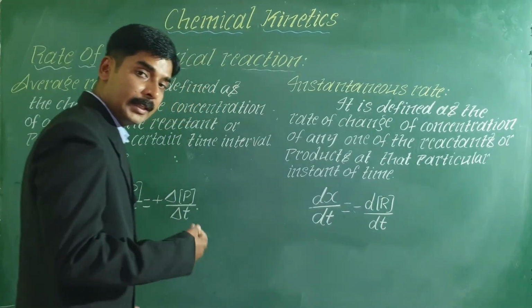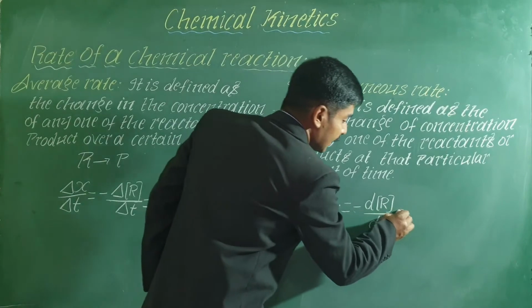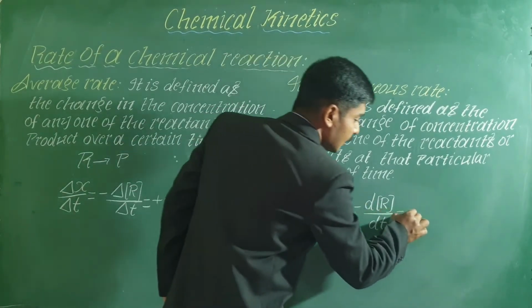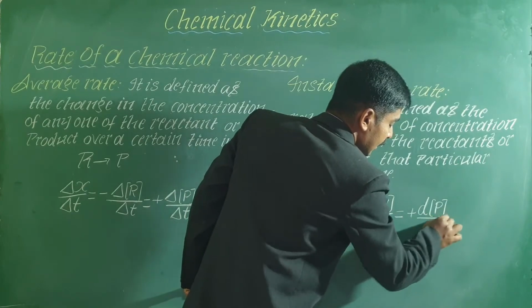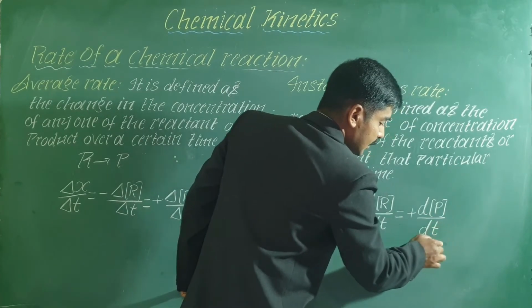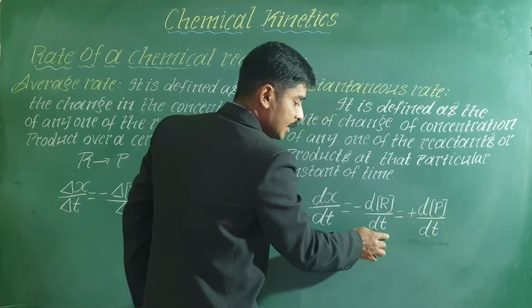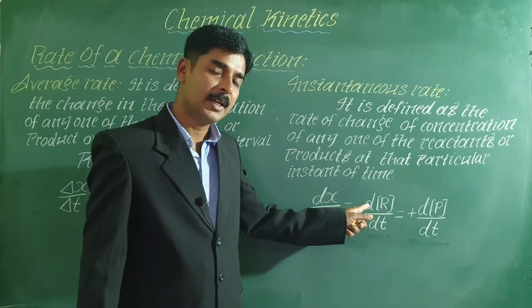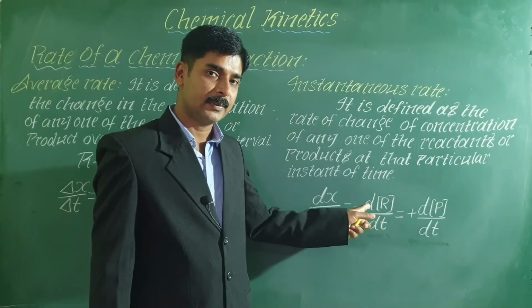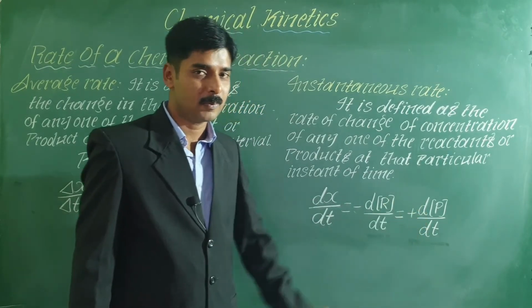If you are asked to write the rate of appearance of the product P, then we write it as dx by dt is equal to plus dP by dt. This term represents the rate of appearance of P. This is the rate of disappearance of R, or the rate of decrease in concentration of the reactant. This is the rate of increase in concentration of the product.